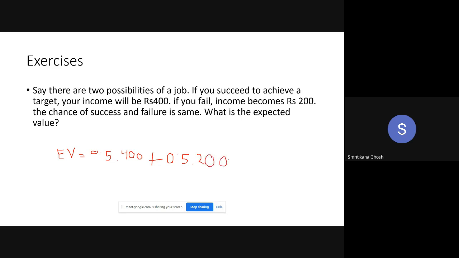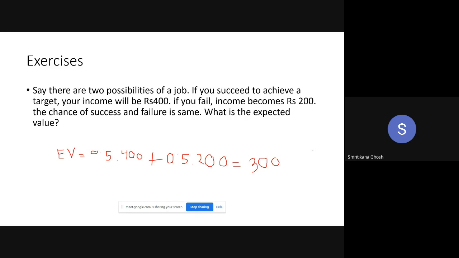So this is called expected value, and what will be its value? 0.5 into 400 plus 0.5 into 200, what will be the value of it? 300. So the expected value of the job is 300. This is how we are getting the expected value.